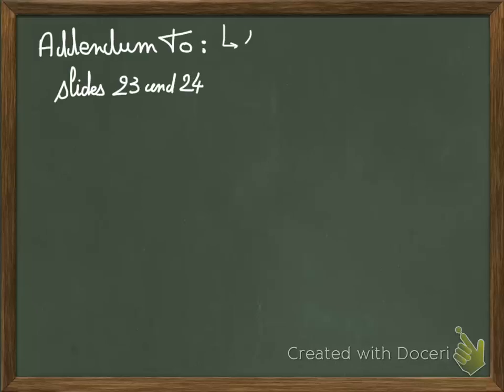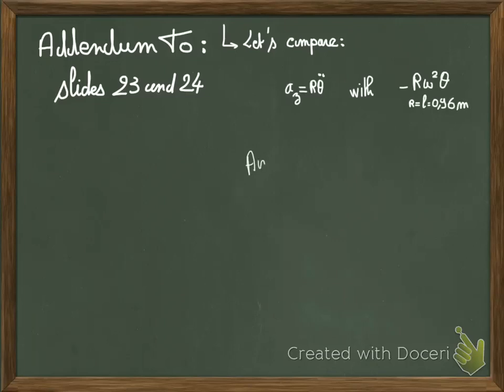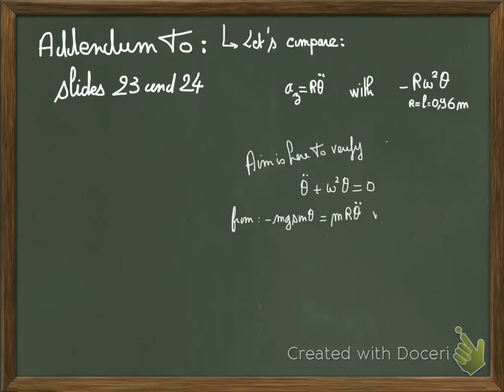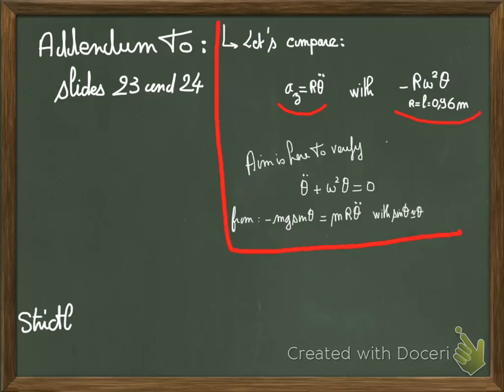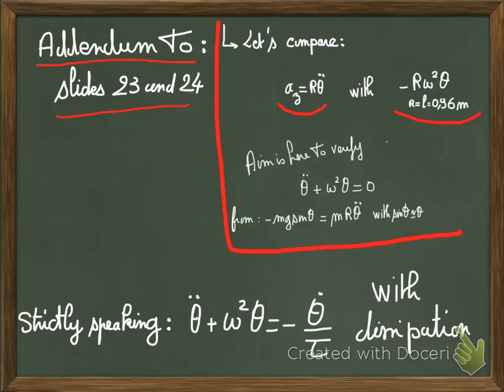Addendum to slides 24 and 23. So we've said in this slide, let's compare AZ equal R theta double dot with minus R omega square theta. And it was said that we wanted to verify if the differential equation theta double dot plus omega square theta equals 0 comes from the Newton law.